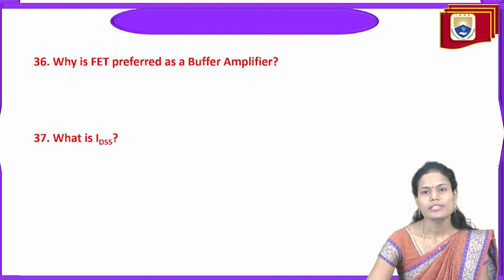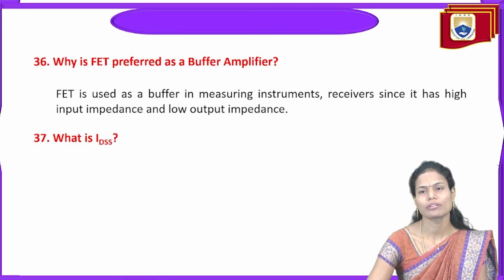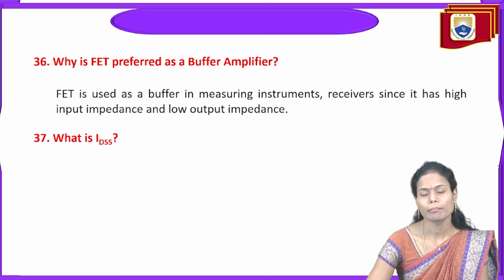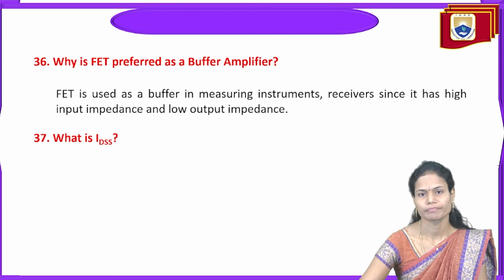And why is FET preferred as a buffer amplifier? Why we prefer the FET for buffering applications is that it provides very high input impedance as well as very low output impedance. Those are the requirements for buffering as well as amplification purposes. Because of that reason, in most cases, we utilize the FET as a buffer.